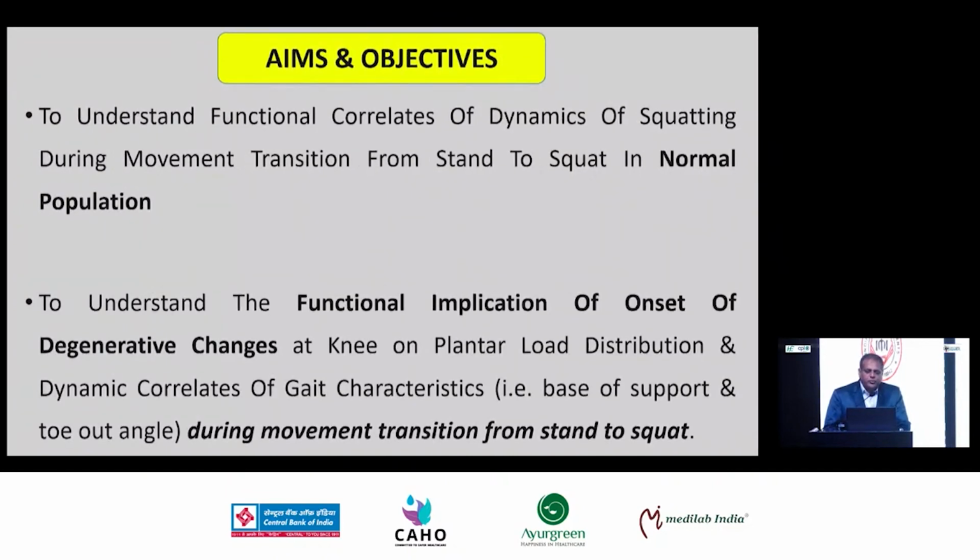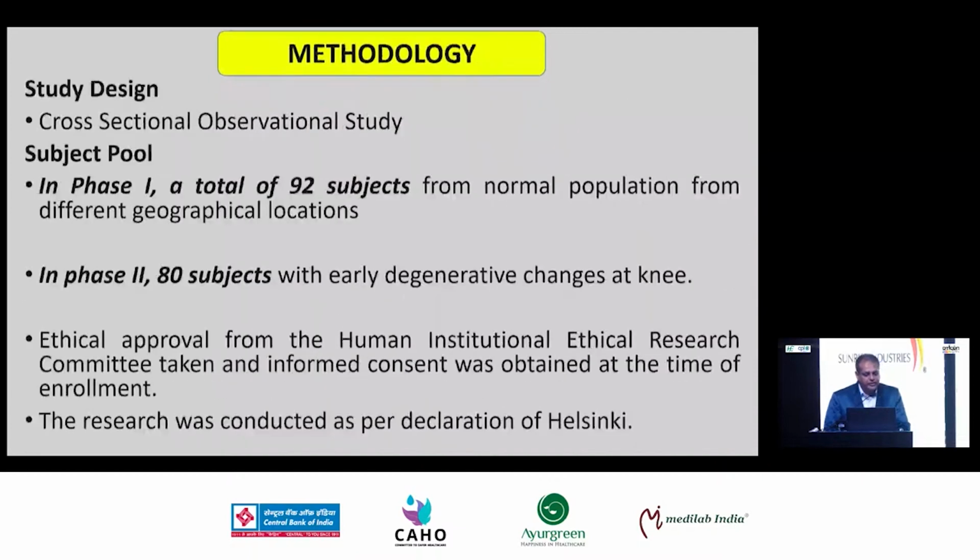These were the aims and objectives: to understand the dynamics of squatting in the transition in a normal population, and to understand the functional implications of the onset of degenerative changes at the knee on plantar weight distribution pattern and dynamic correlates of gait, that is, base of support and toe-out angle.